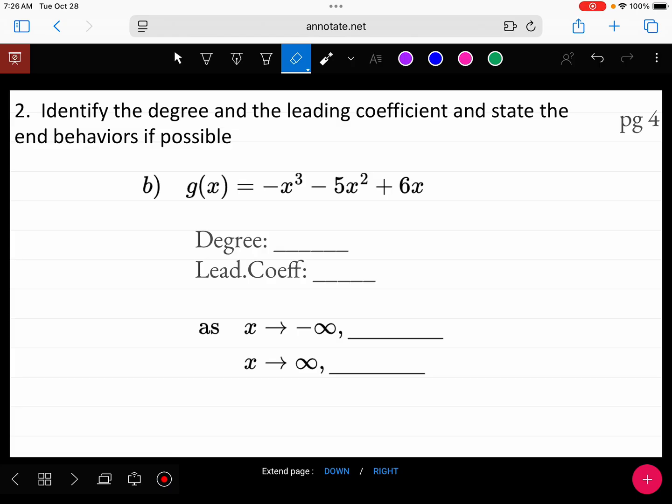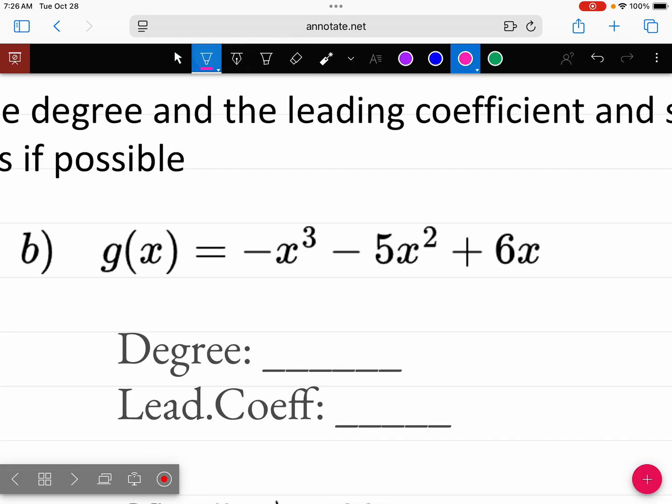So let's look at B. Very similar. Similar pieces. We've got our g of x, which is not the same as what's in your book. I'm going to... There we go. Now it matches what's in the note packet. There you go. Ta-da. Mine's going to match yours.